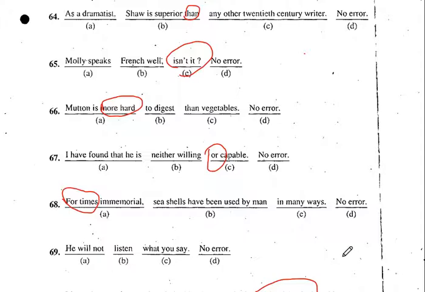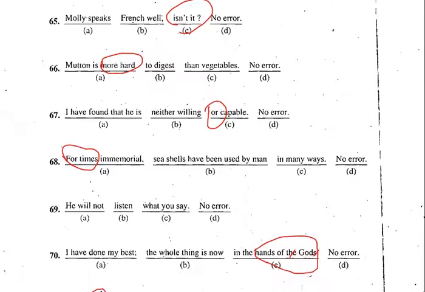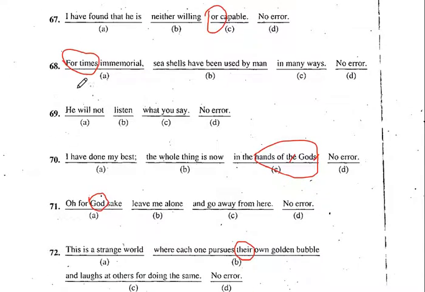Mutton is harder. Got it now? Mutton is harder. Then here, neither willing nor capable. From time immemorial. And here, 70th. In the hands of God. And here it has to be apostrophe. Yes, for God's sake. We always say for God's sake.